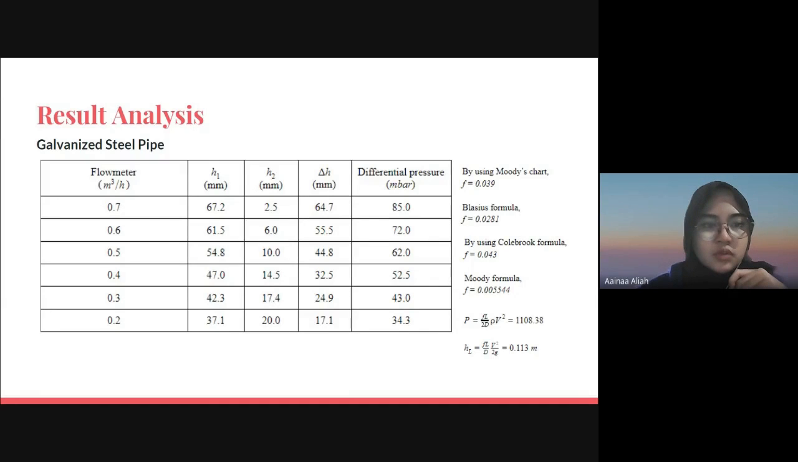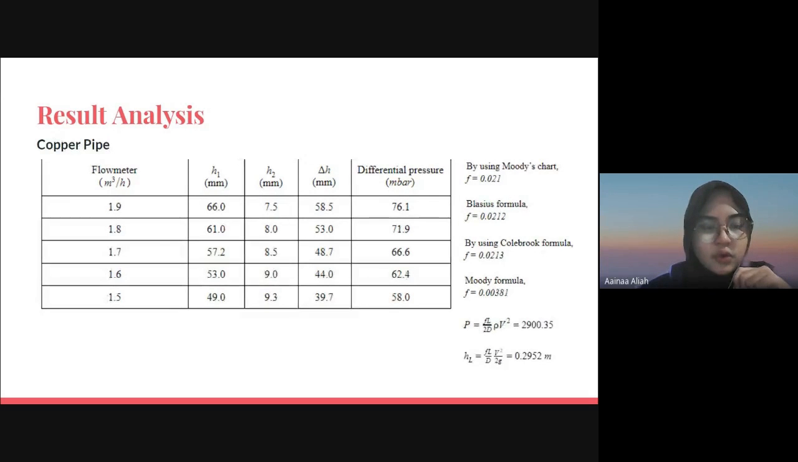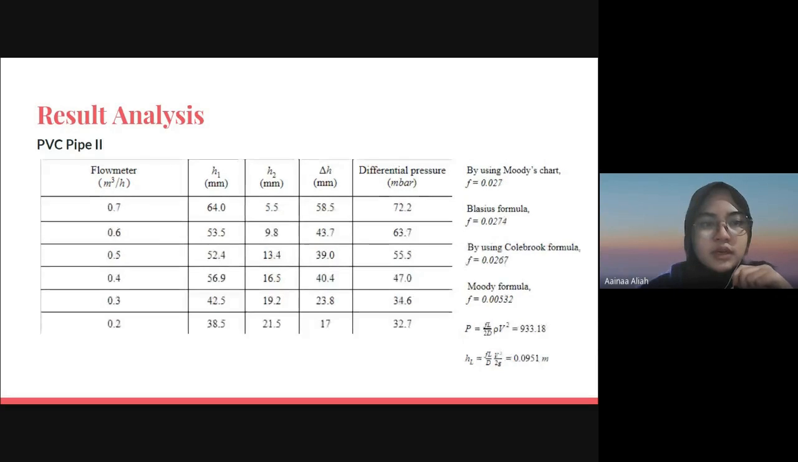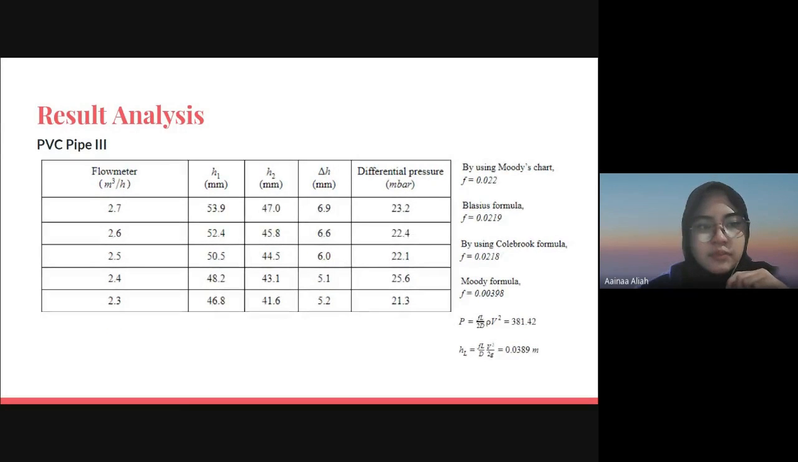So this one is for galvanized steel pipe. Next we have copper pipe. Next we have PVC pipe 1, which has a diameter of 17 millimeter. Next we have PVC pipe 2 with a diameter of 12.4 mm. And last but not least, we have PVC pipe 3 with a diameter of 38.2 millimeter.